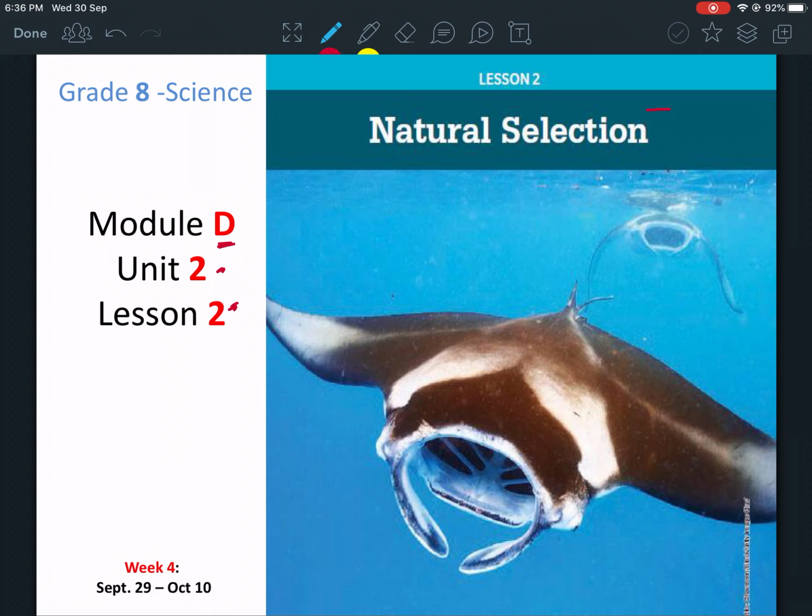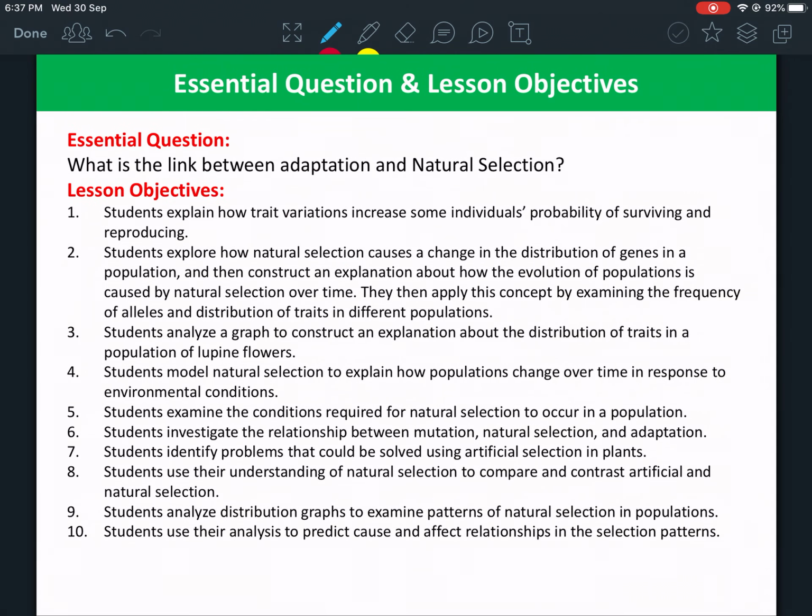We're going to learn about what natural selection is. From the word, you'll be able to know that nature is selecting. It's choosing. What is it choosing? What do we mean by nature is selecting? This is what we're going to find out. The whole lesson is about understanding what natural selection is.